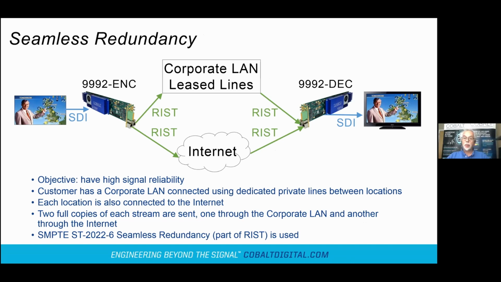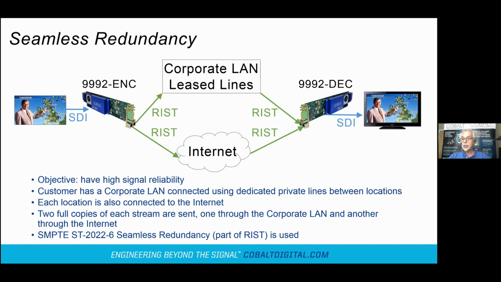So this is an actual customer installation. I'm just not going to say the name because I don't have permission, but the objective of this customer was to have very high reliability. And what they had is a corporate LAN among the sites with leased lines. So they had dedicated leased lines through a provider between the sites. They also had internet on every site just by default. So they asked us for a means to transmit, but using both of them. In their minds, the corporate leased line is the primary and the internet is the backup, but they don't care that it's transmitting all the time. So instead of doing a load share 50-50 or something like that, we did 100% of the signal on both, two copies essentially on each of the links.